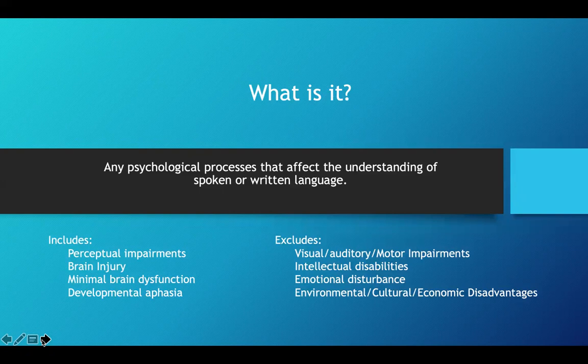It excludes visual, auditory, or motor impairments, for example, like being blind, being deaf. That is in special education, but it is not found in this learning disability side. And also does not include intellectual disabilities, emotional disturbances, and other disadvantages that students may have. Like I said previously, there are parts in education that do address these, but not with learning disabilities.